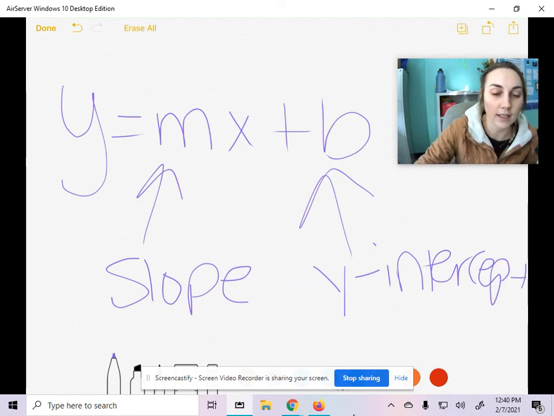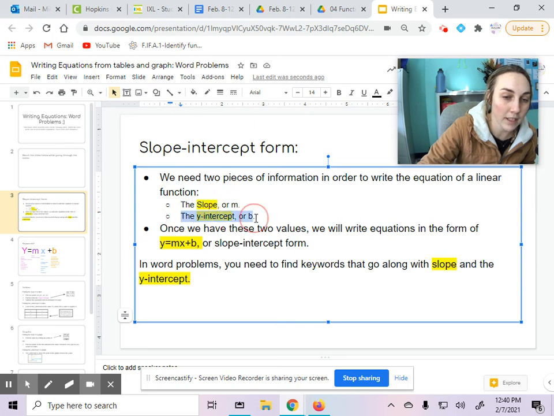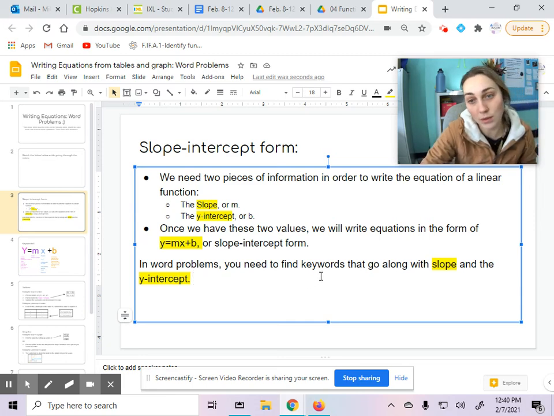So y'all have seen this, so we're good on that. But let's talk about slope-intercept form again. It tells you the slope's m, the y-intercept is b, and then it tells you this thing. Once you have those two values, once you have the slope and the y-intercept, you can put them into the equation, which is called slope-intercept form. And then it says, in other words, you need to be able to find keywords that go along with slope and the y-intercept in word problems. That way you know to put them into the equation.